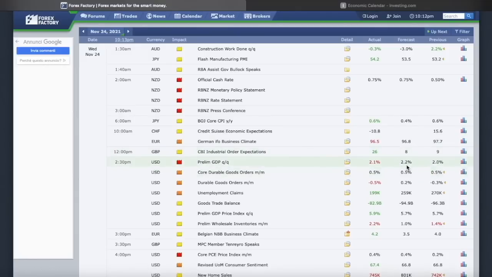What really matters when analyzing fundamental data is to see if the actual result is bigger or smaller than the forecast. If the actual result is bigger than the forecast, then it will be represented in green, meaning that it is good for the currency. If the actual result is smaller than the forecast, then it will be represented in red, meaning that it is bad for the currency. If the actual result is the same as the forecast, then it will be represented in black, meaning that the result is neutral for the currency.